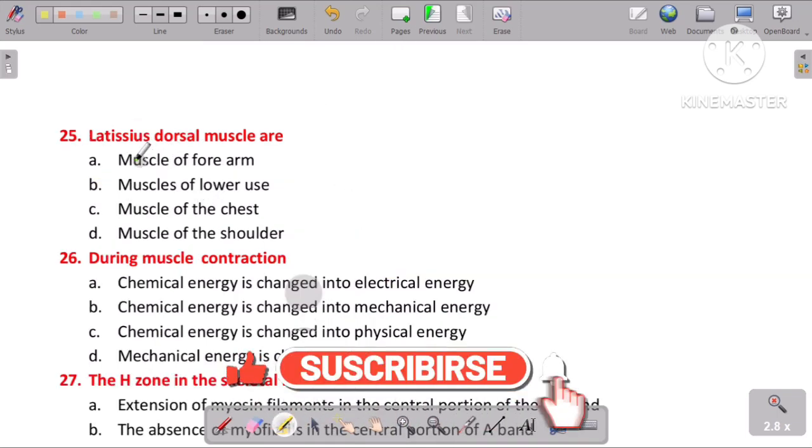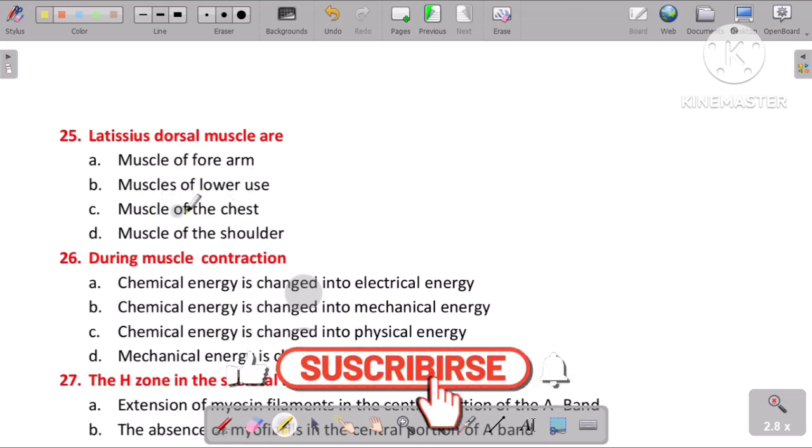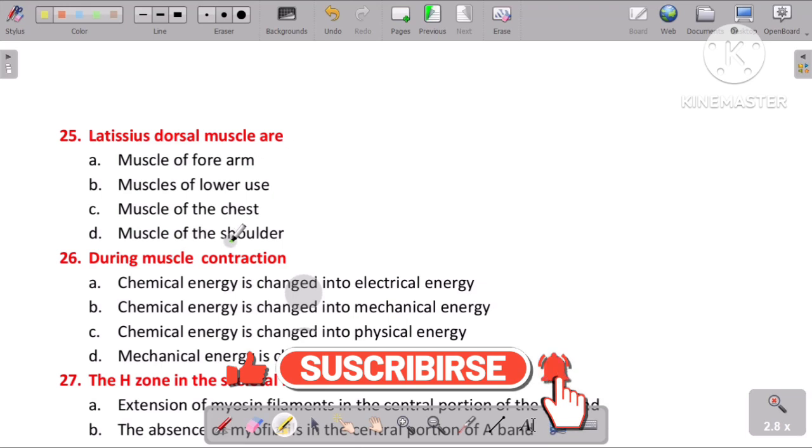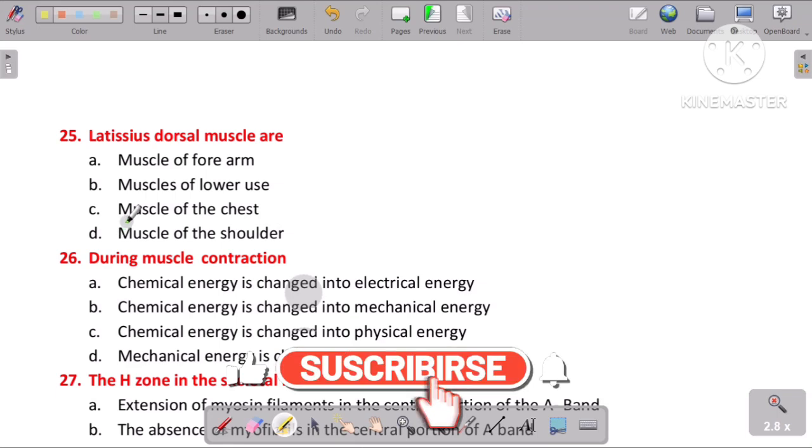So the next question is: latissimus dorsi muscles are muscles of the forearm, muscles of the lower leg, muscles of the chest, or muscles of the shoulder. So the right answer is option D, muscle of the shoulder.